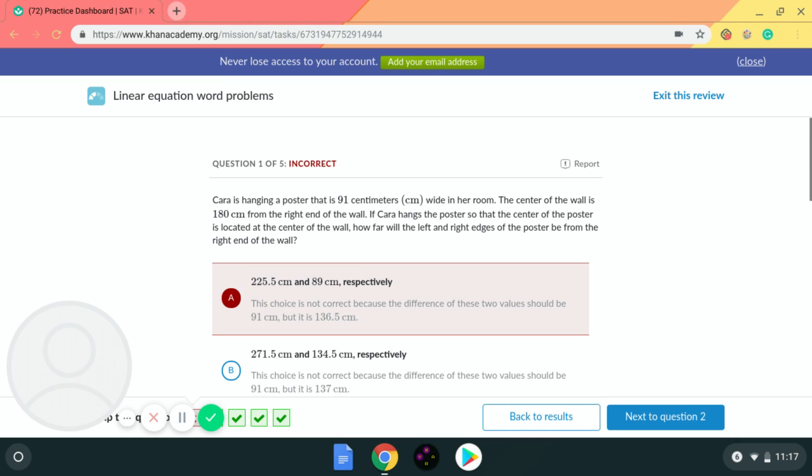Oh wait, I should probably read the problem to you first. Kara is hanging a poster that is 91 centimeters wide in her room. The center of the wall is 180 centimeters from the right end of the wall. If Kara hangs the poster so that the center of the poster will be located at the center of the wall, how far will the left and right edges be from the right end of the wall?